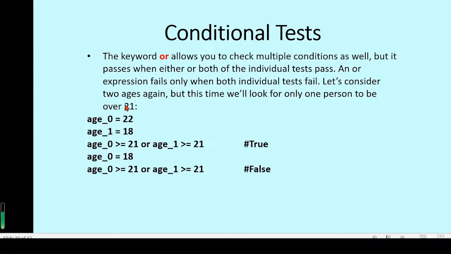So let's consider two ages again, but this time we will look for only one person to be over 21. So these two persons are 22 and 18 years old, then we test if one of the persons is older than 21, the result will be true. And if we assign the first person to 18 also, then we test again, then the result will be false because none of the two people are older than 21 now.